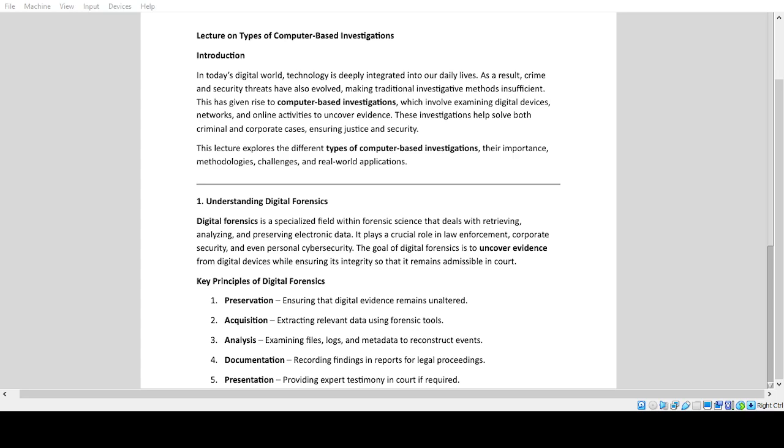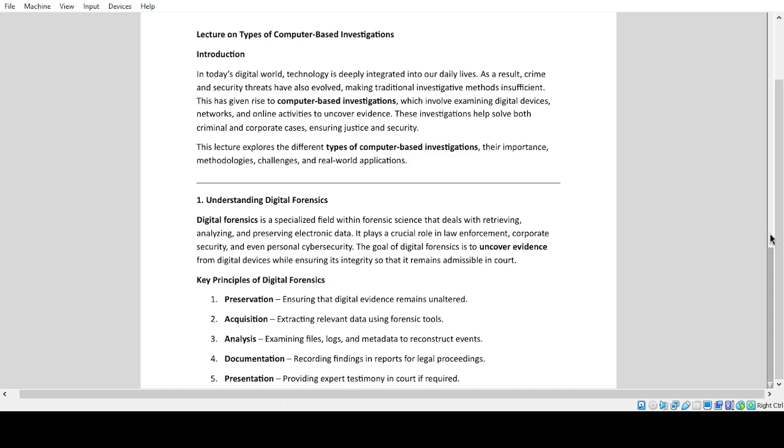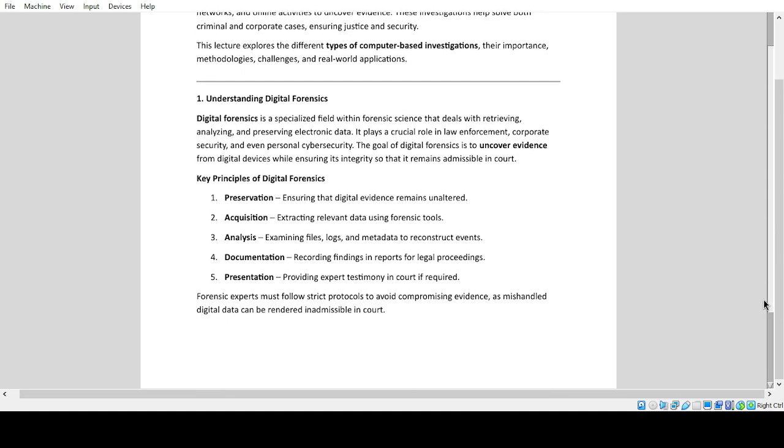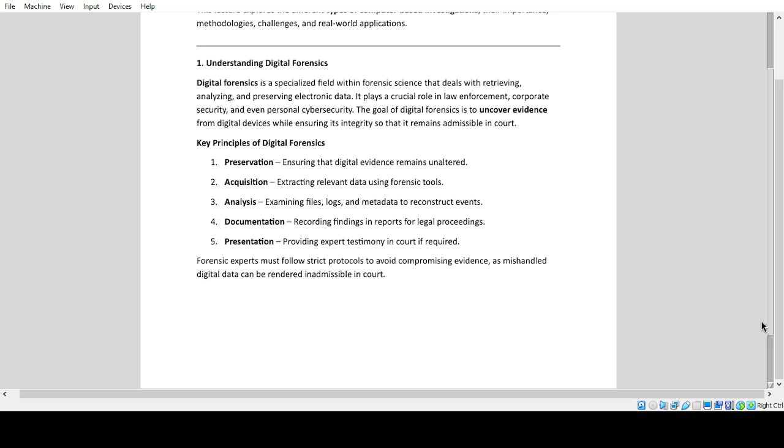The goal of digital forensics is to uncover evidence from digital devices while ensuring its integrity so that it remains admissible in court. Key principles of digital forensics. 1. Preservation, ensuring that digital evidence remains unaltered. 2. Acquisition, extracting relevant data using forensic tools. 3. Analysis, examining files, logs, and metadata to reconstruct events. 4. Documentation, recording findings and reports for legal proceedings. 5. Presentation, providing expert testimony in court if required.